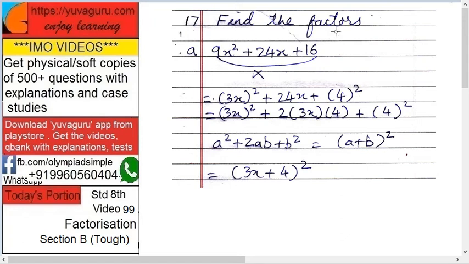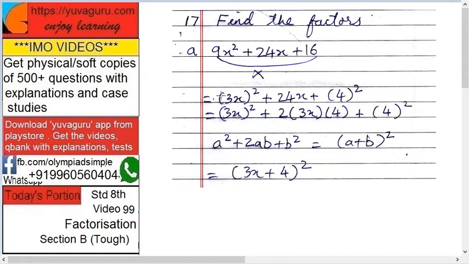Next, find the factors, means again factorize. Again there are 4 sub questions to this. So first is 9x square plus 24x plus 16. Okay. Now take the hint from this. 9x square means 3x the whole square and 16 is what? 4 square. So something can be done regarding 3x plus 4 the whole square.